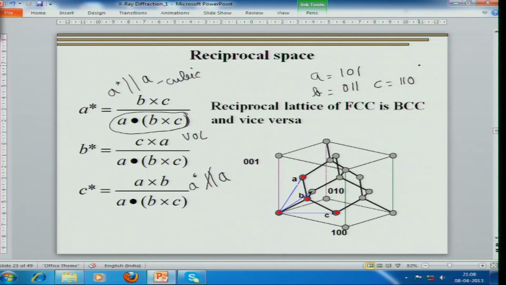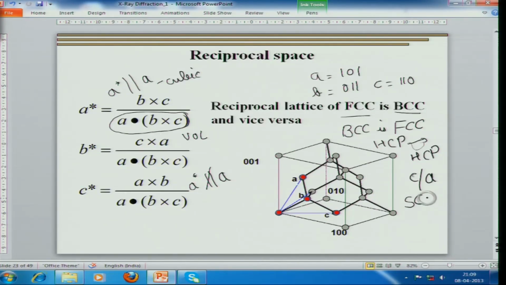Another interesting thing which you must be aware of is that the reciprocal lattice of FCC is BCC, while that of BCC is FCC. For HCP lattices, we do have another HCP lattice, but the C by A ratio is changed when we go from real space to reciprocal space. For simple cubic, the real lattice and the reciprocal lattice are the same. Okay.